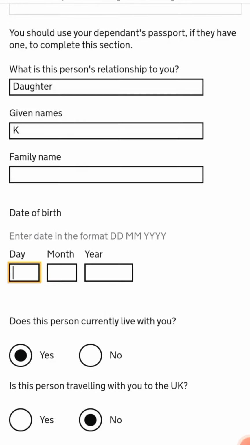So this is the page where you'll be brought if you say yes to the last question. It will ask you what the person's relationship to you is. So go ahead and fill in if it is your son or your daughter. You put in their name as well as their family name, which is your surname. You put in their date of birth as well, and then you answer the other questions. Do they live with you? Are they traveling with you?